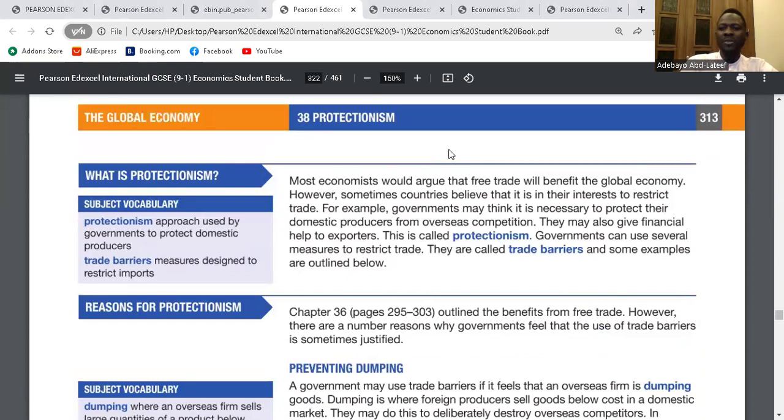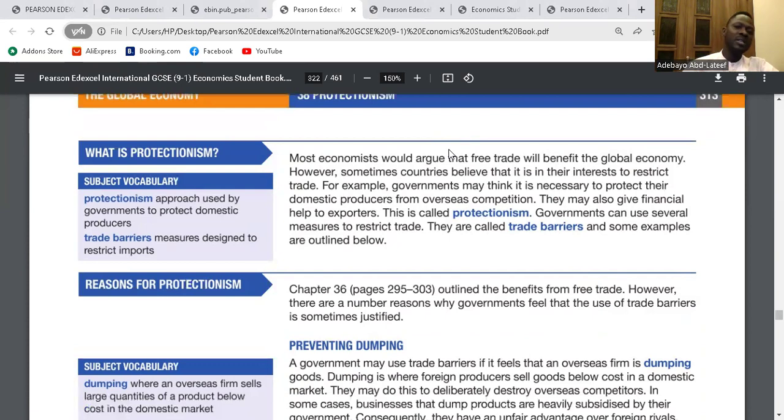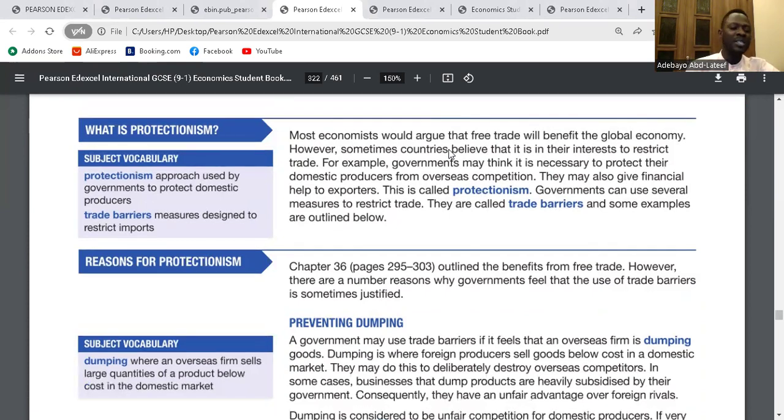Most economies would argue that free trade will benefit the global economy. However, sometimes countries believe that it is in their interest to restrict trade. For example, government may think it is necessary to protect their domestic producers from overseas competition. Basically, protectionism means government is trying to ensure that domestic businesses are able to compete with foreign competitors. And to do that, they have to come up with trade barriers so that they will be the only ones that are producing, then they can be able to export.